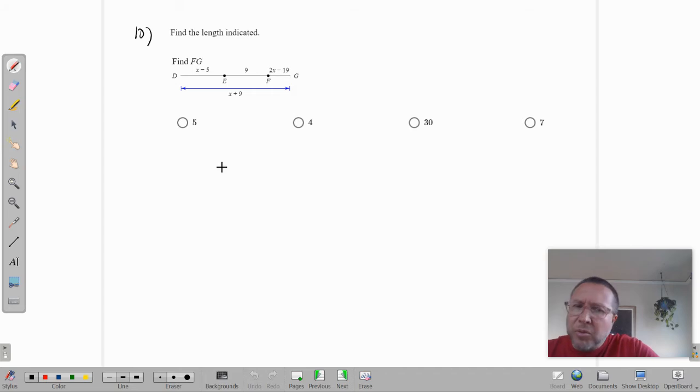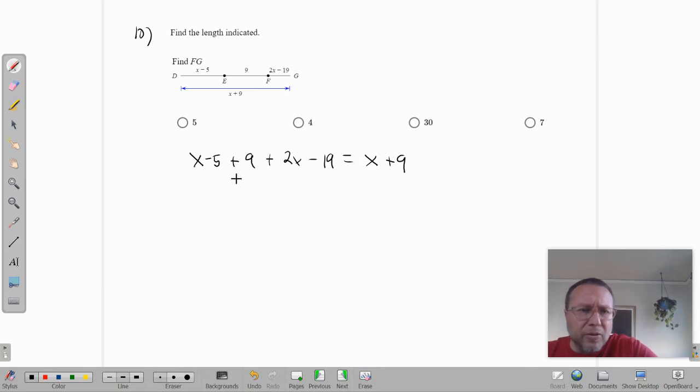Okay, so same type of question as the last one. It's just we broke up our trip into 3 sections instead of 2 sections. But again, the same idea, part plus the part plus the part equals the whole thing, right? So I'm going to say x minus 5, that's the first part of the trip, plus 9, second part of the trip, plus the third part of the trip, 2x minus 19. And that's equal to the total distance, which would be x plus 9.